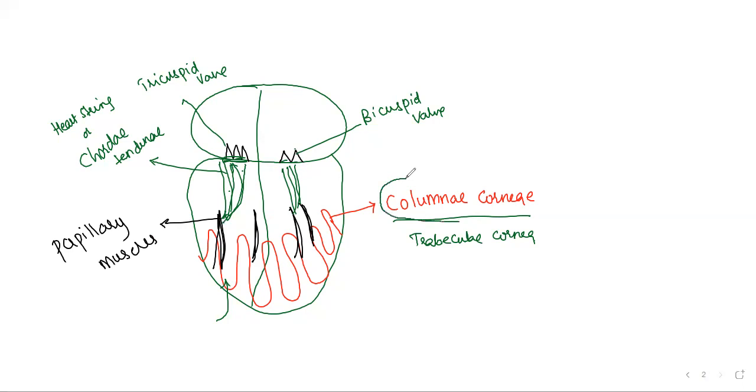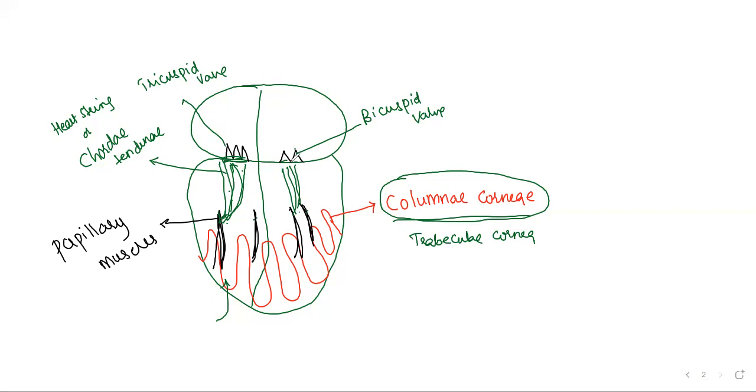Let me say once again: the inner surface of the ventricles is raised into muscular ridges or columns. We call them columnae carneae or trabeculae carneae. They project from the inner walls of the ventricles. Some of these ridges are large and conical, the black ones, and we call them papillary muscles. Their apices, meaning tops, are connected to the chordae tendineae, which connect to the tricuspid and bicuspid valves.